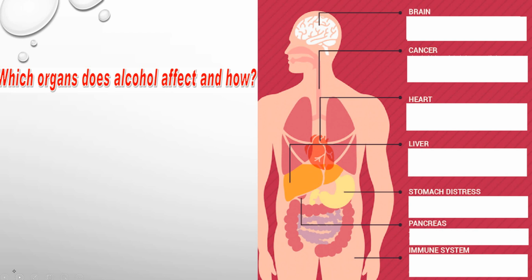So in a little summary over the page, which organs does alcohol affect and how? I'm going to ask you to write a brief description of how each organ is affected by alcohol in both the short and the long term. If you already know some of these, pause the video at this point and add the ones that you know, and then you can add on the other ones as we go through this information.